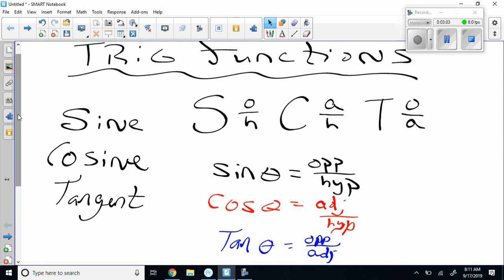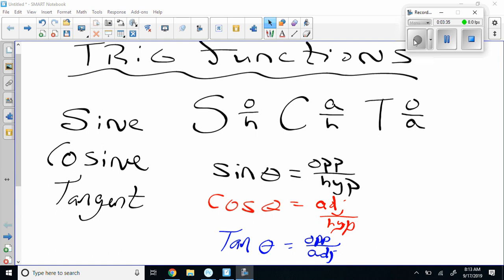So trig opened up a whole plethora of avenues for finding out stuff that we normally haven't been able to find out for right triangles, right? I mean, before this, we only had the Pythagorean theorem. Good old Pythagoras. So this was revolutionary in its time.